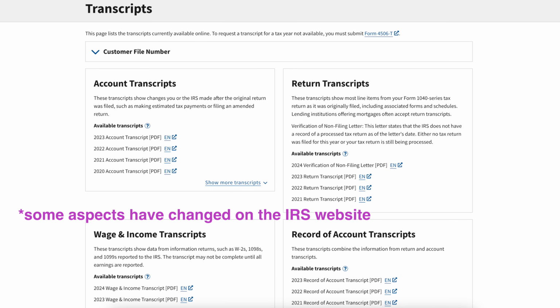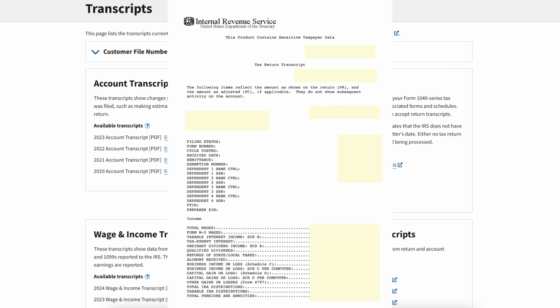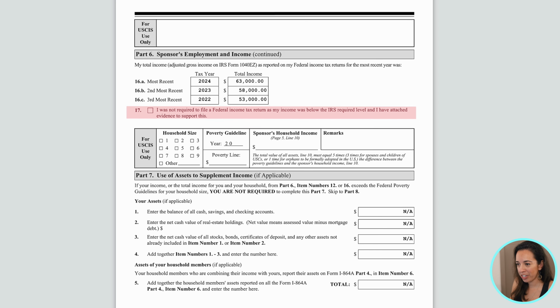In the drop-down box that asks you to select a reason, you can choose Immigration. And for the customer file number, you can leave that blank and hit Go. And then you can select your transcript from the Return Transcript section. Once you click on one of the years, you can either print or download these forms. We then left question 17 intentionally blank. The next little section is for USCIS only.